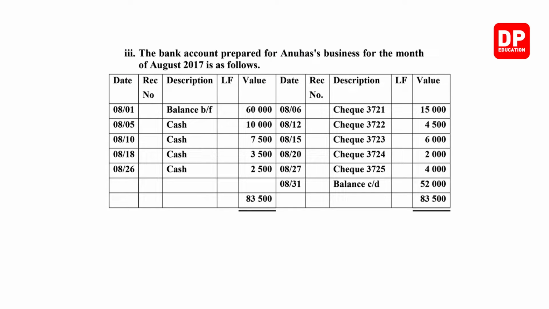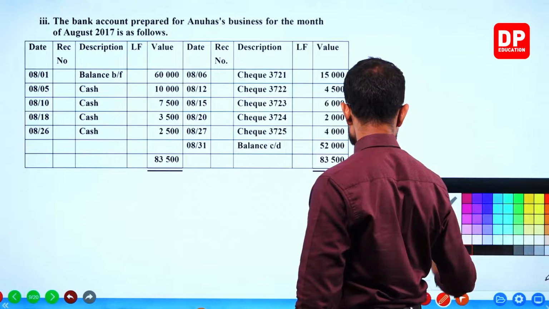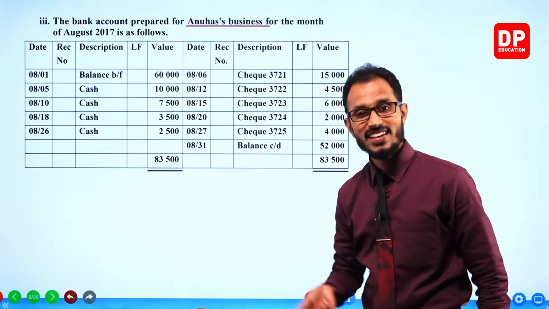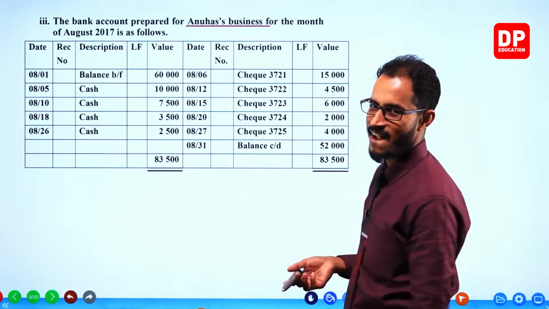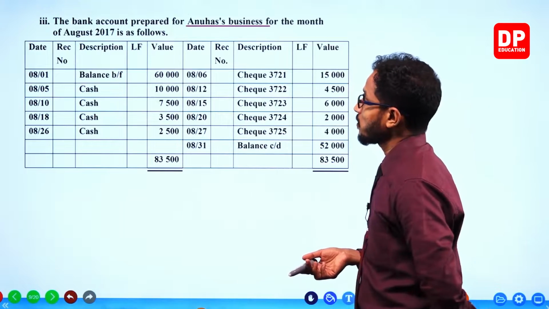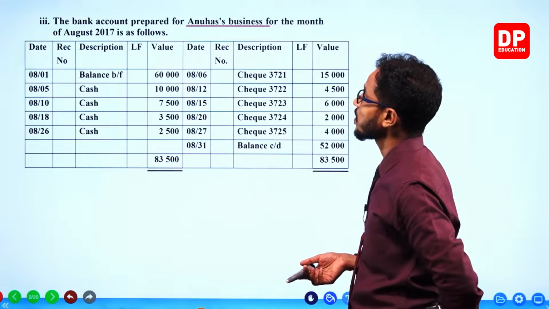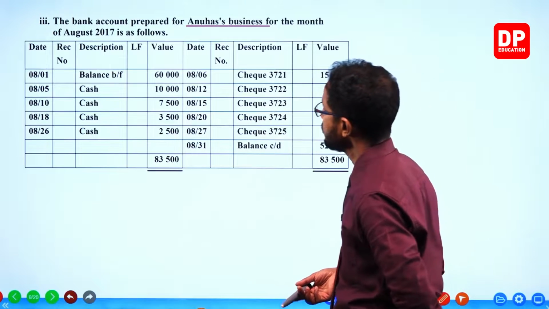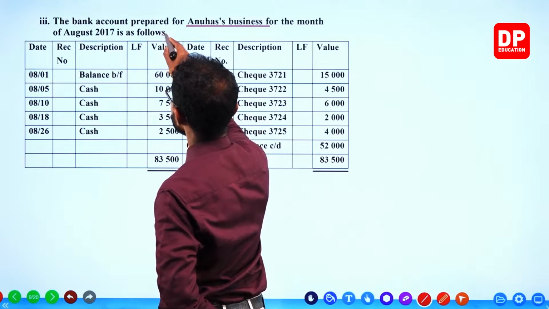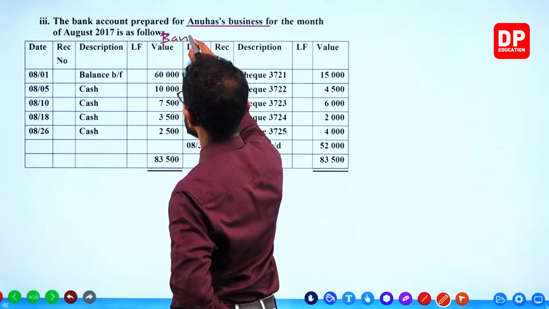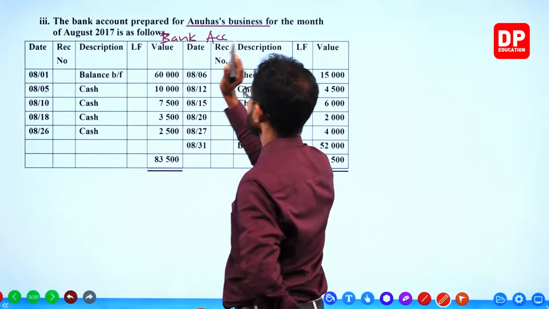Next question. The bank account prepared for Anuhas's business. This guy is a famous guy, right? For the month of August 2017 is given. This is the bank account, okay?